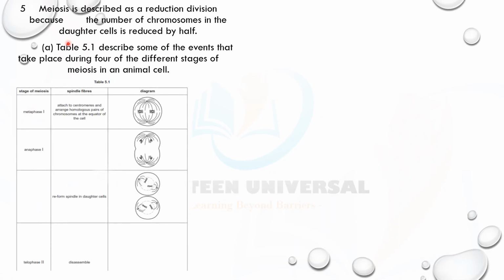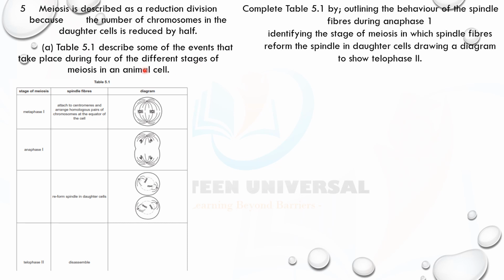Meiosis is described as a reduction division because the number of chromosomes in the daughter cells is reduced by half. Table 5.1 describes some of the events that take place during 4 of the different stages of meiosis in an animal cell. Let's do it. This is metaphase. So what is happening in metaphase? Attach centromere and arrange homologous pairs of chromosomes at the equator of the cell.